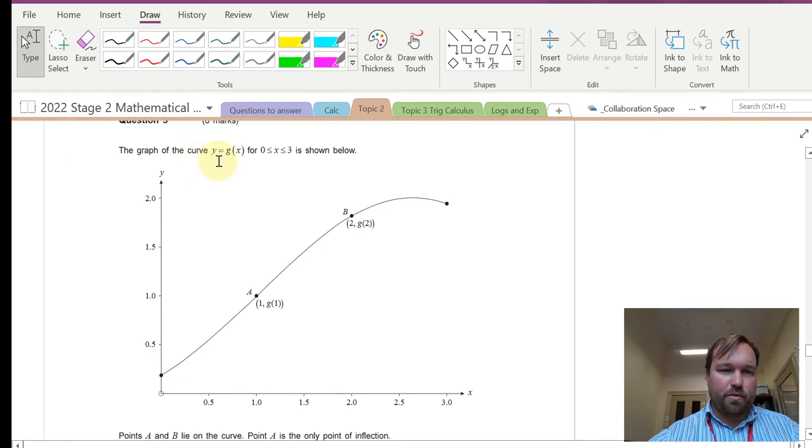Alright, graph the curve y equals g of x. Cool. 1 second.